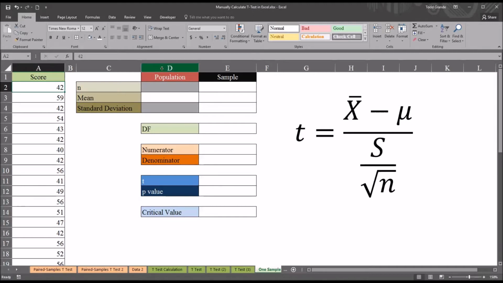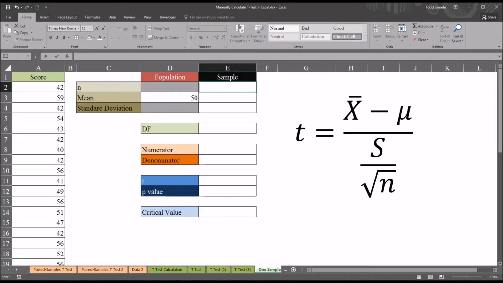So moving over to column D, you can see I have population and sample, and over here I have sample size, mean, and standard deviation. First, I'm going to enter in the population mean, and this is known as a parameter. In this case, let's assume that the population mean is 50. So the average score on this anxiety inventory is 50. And over here under sample, we need three statistics: sample size, the mean, and the standard deviation.